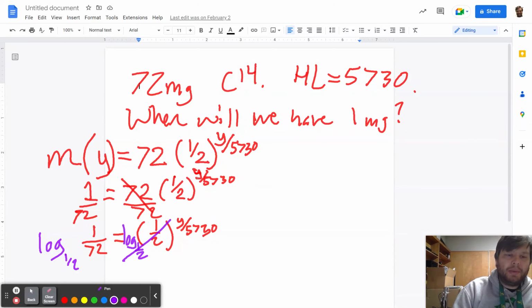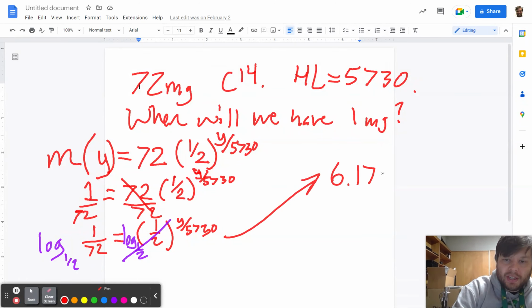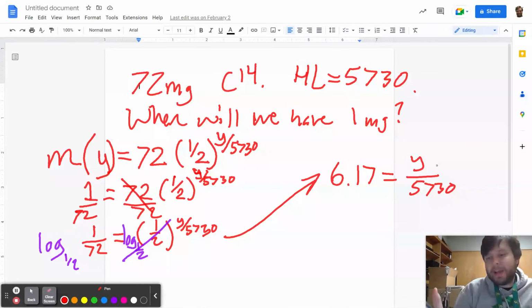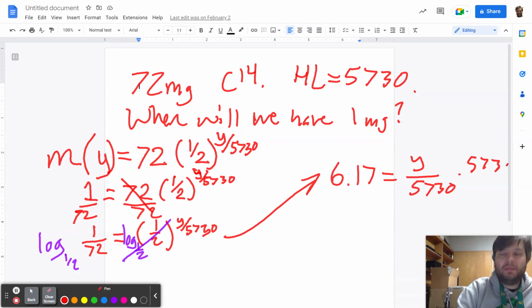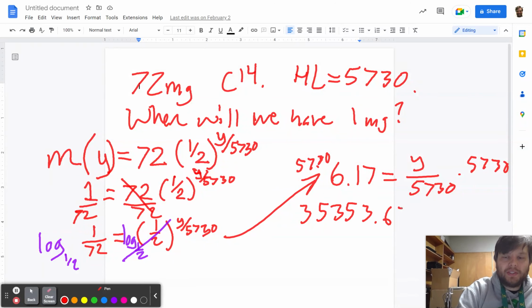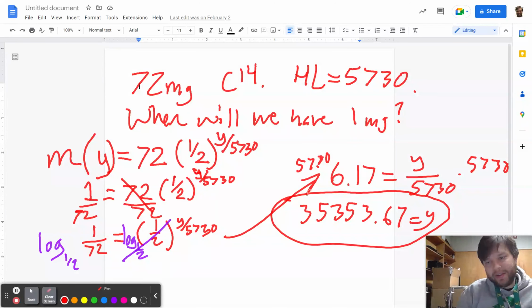Okay, so it's about 6.17. So 6.17 is y over 5730. That means it takes about 6.17 half-lives to get the answer. The last step is just multiplying by 5730, and you get 35353.67 is y. Imagine guessing and checking. You're not going to get there. Imagine scrolling down on your table. You're not going to get there.